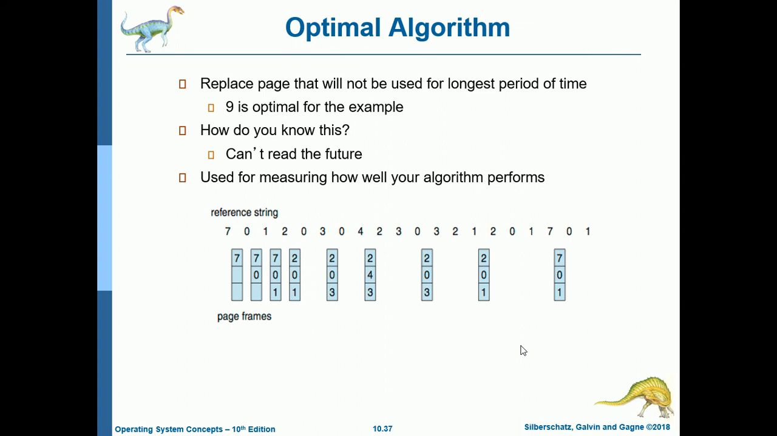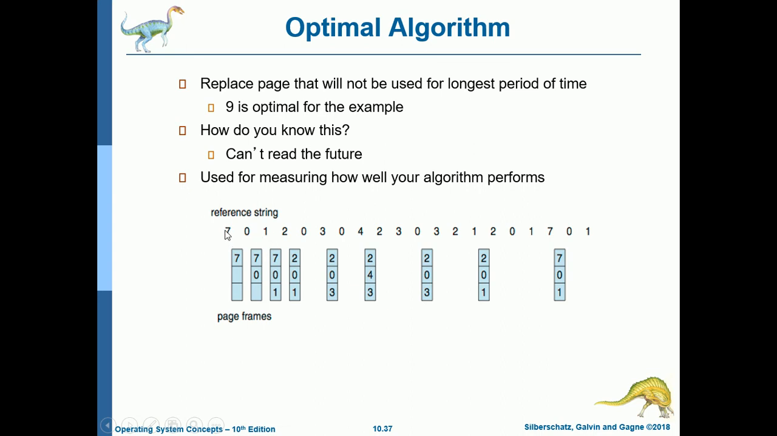Okay, next we have the optimal algorithm. So replace the page that will not be used for the longest period of time. So for this example, 1, 2, 3, 4, 5, 6, 7, 8, 9, the same reference string, but because you use optimal, from 15 it only became 9. So what's the technique for the optimal algorithm?